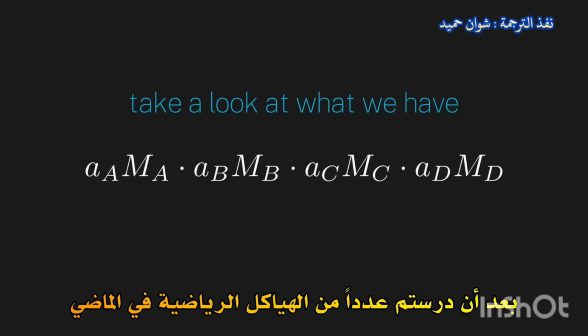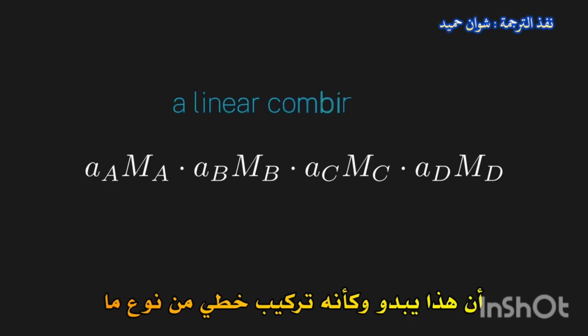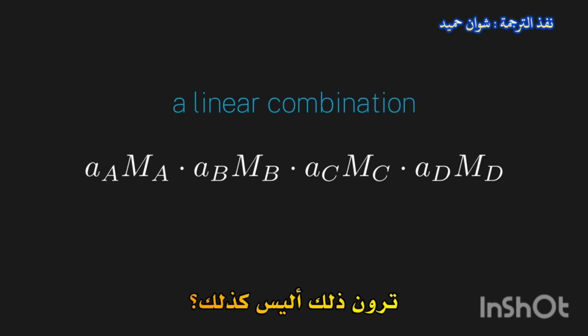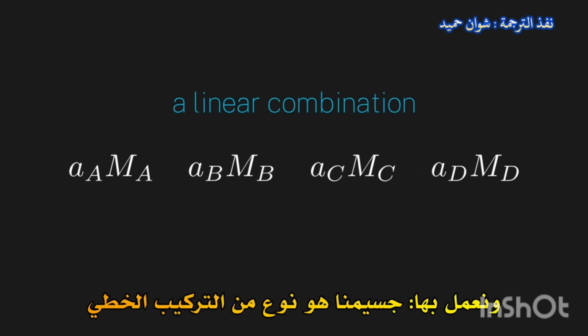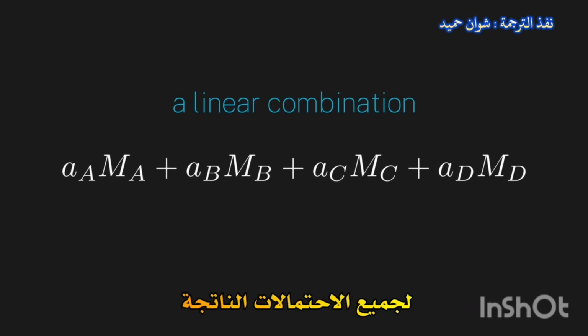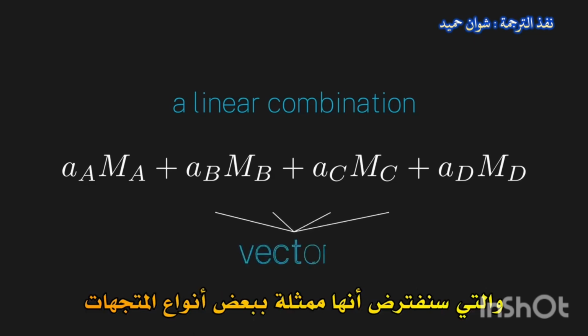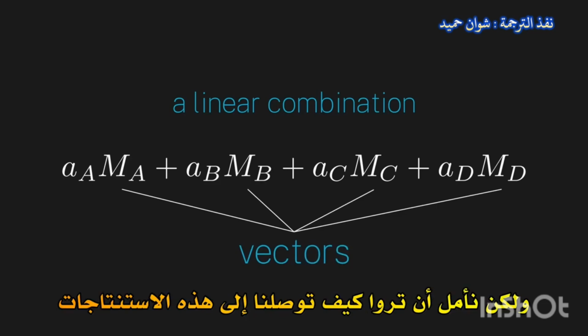Having studied a number of mathematical structures in your past, hopefully you begin to see that this looks suspiciously like a linear combination of some sort. You see that, right? This is our only lead, so let's go ahead and run with it. Our particle is some sort of linear combination of all outcome possibilities, which we'll assume are represented by some sort of vector. This may seem like a big leap, but hopefully you see how we came to these conclusions.